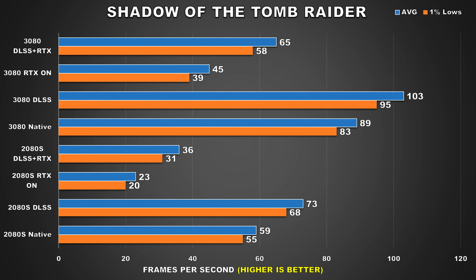Now, DLSS does help bring performance back up for both GPUs, where the 3080 is averaging 65 FPS, so just above that 60 FPS mark. Meanwhile, the 2080 Super would give you a console-like experience, if you know what I mean.